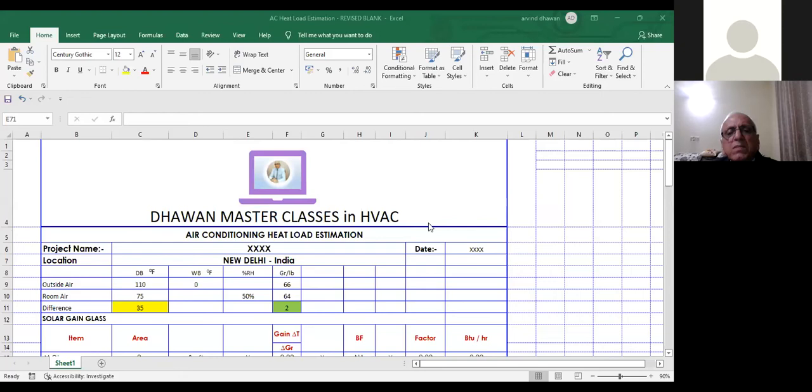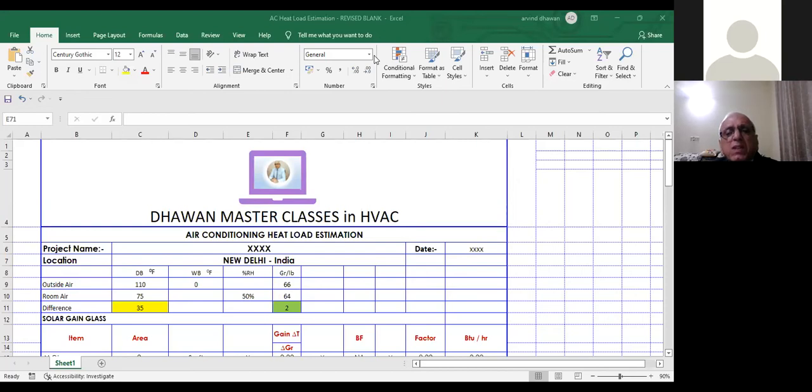And why is it important? See, the more the bypass factor, the more the heat load. Sorry, the less of the heat load. If you have a 94% or 0.94 bypass factor, that means 6% of the air has entered the room as unprocessed, and that is adding to the room heat load because it is being ventilated fresh air.